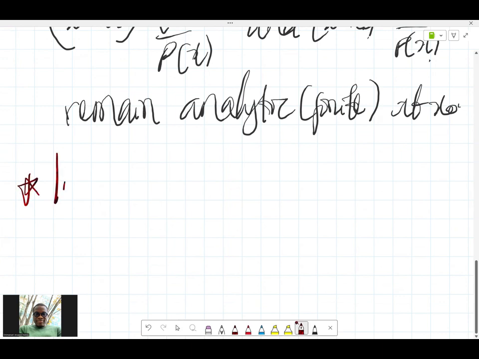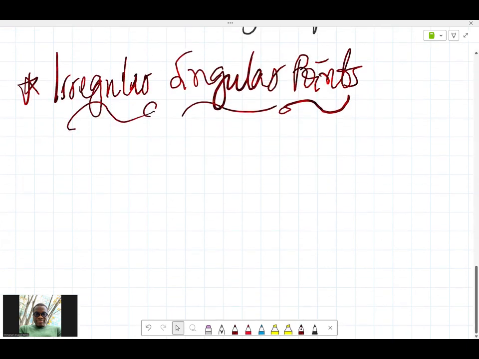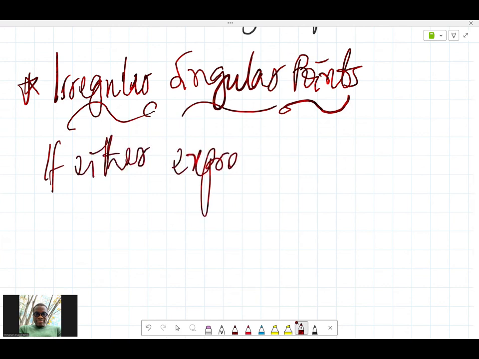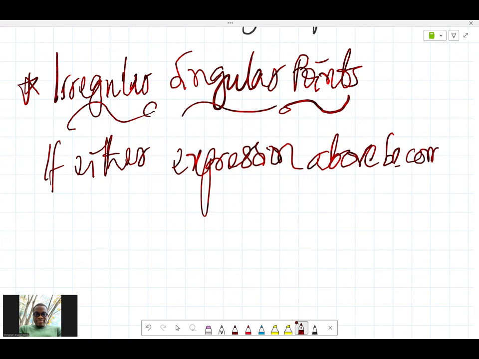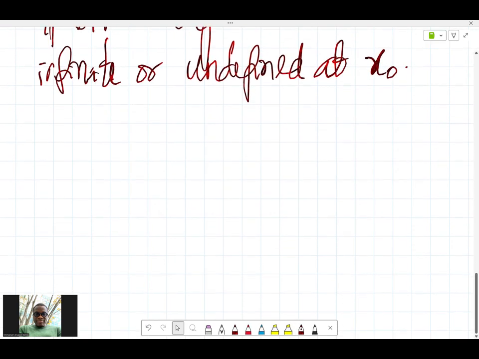Talking about irregular singular points is just a negation of that. If either expression above becomes infinite or undefined at x naught, then we have an irregular singular point. Okay, let's take some examples.